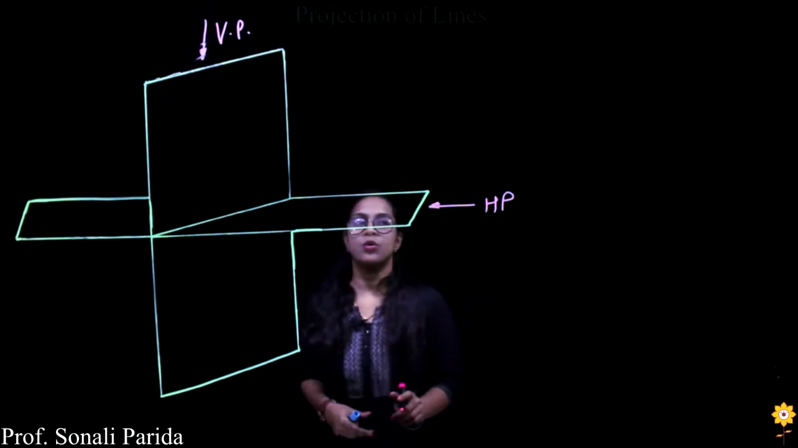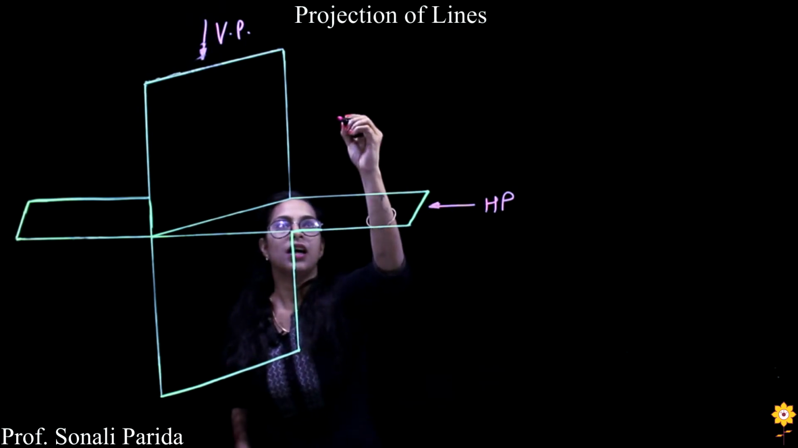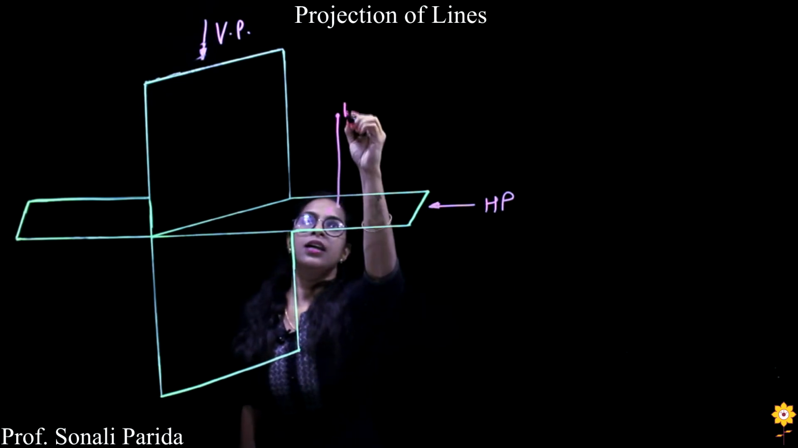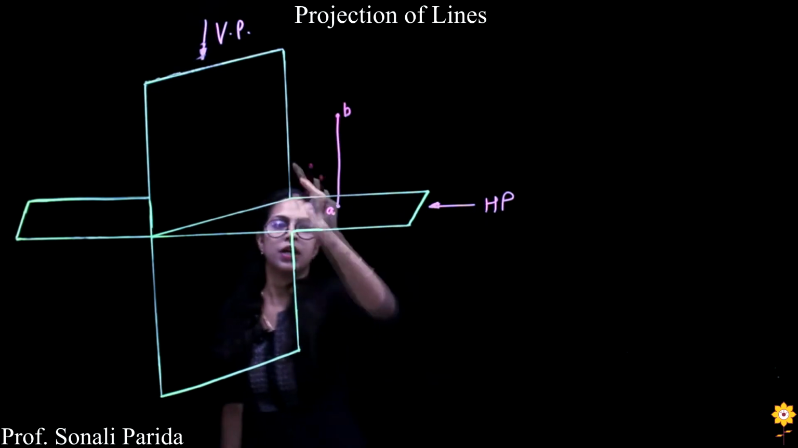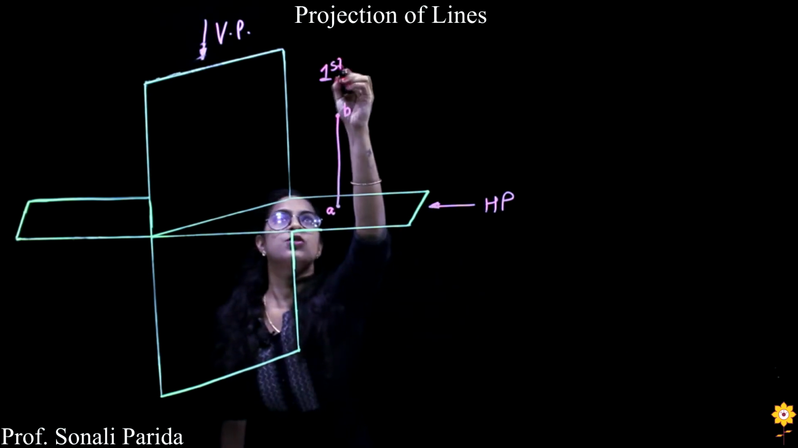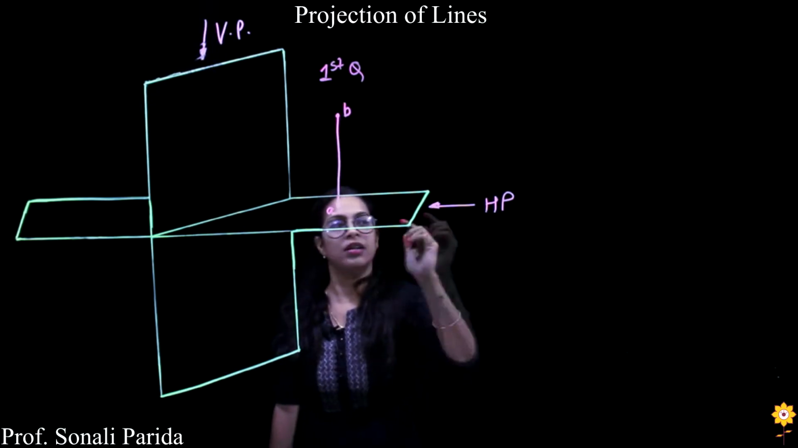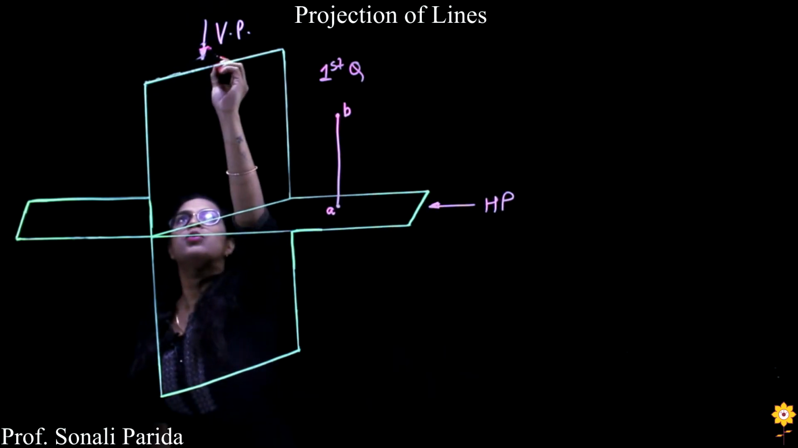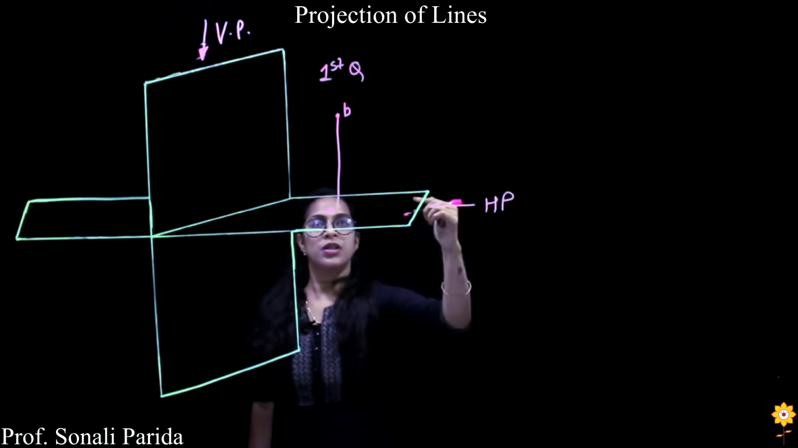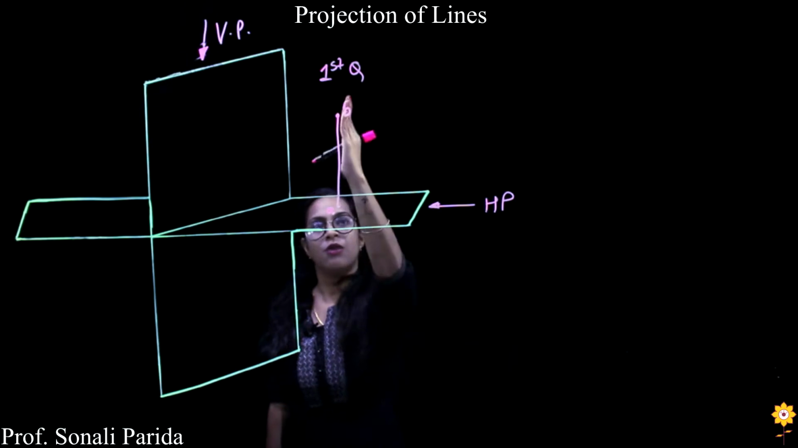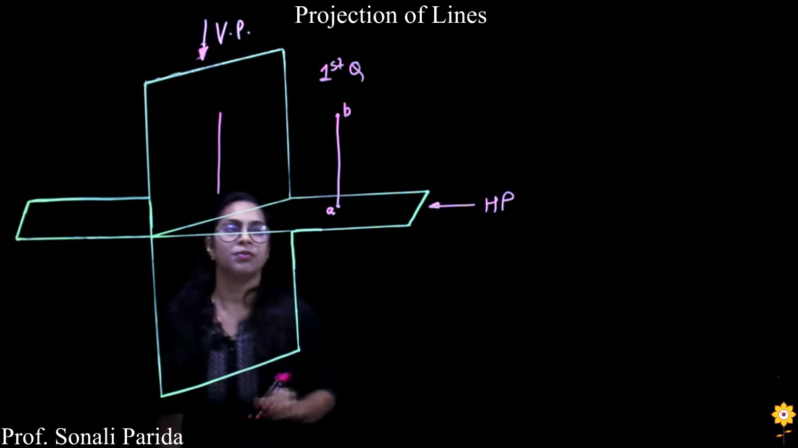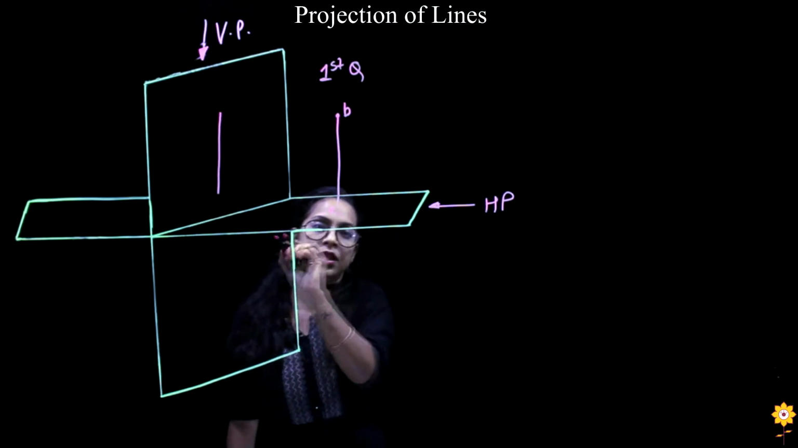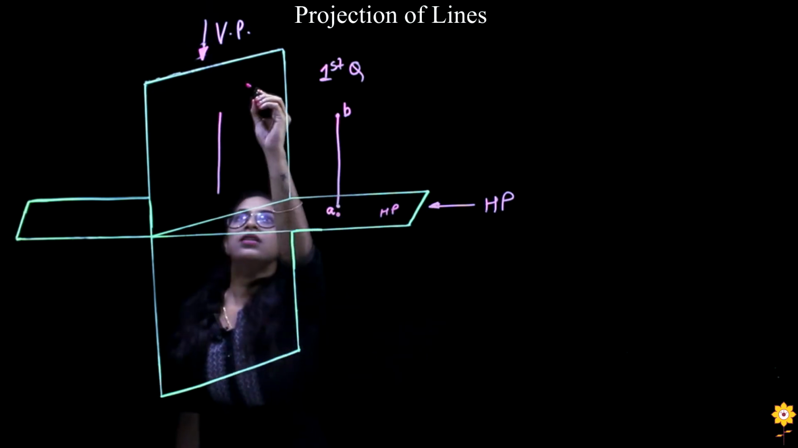Now, as we know, if I have an object here, let's say I keep a line AB which is parallel to this plane here in the first quadrant. So this is my first quadrant. If I keep a line AB here, the direction of the observer is this side and the direction of the top view is from this part. If I view from this side, I would get the parallel image of this line straight onto the vertical plane. But if you view the same line from this direction, I would get a point on this plane, that is on HP. This is our HP and this is our VP.